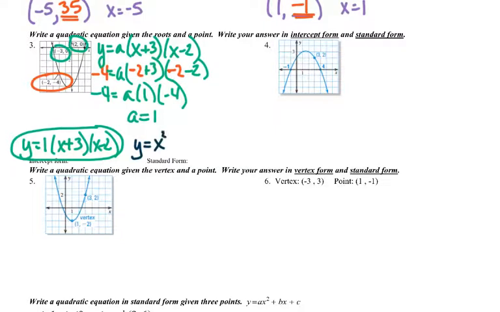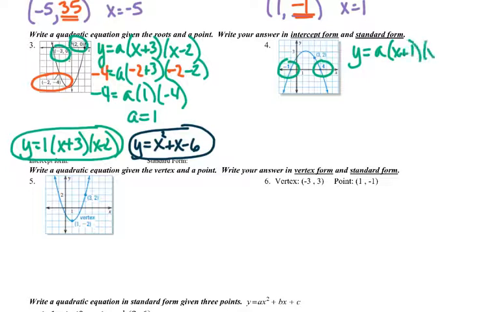Y equals x squared plus x minus 6, just to show that that's the same equation. But on the quiz, we'll leave it in intercept form. Trying another one here, I see the roots of negative 1 and 4. So y equals a, x plus 1, x minus 4.